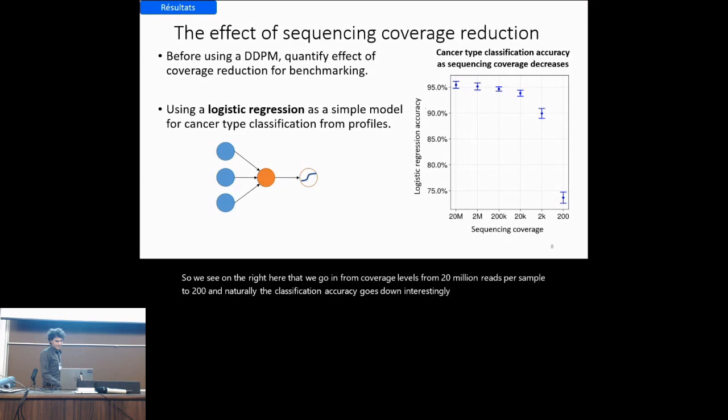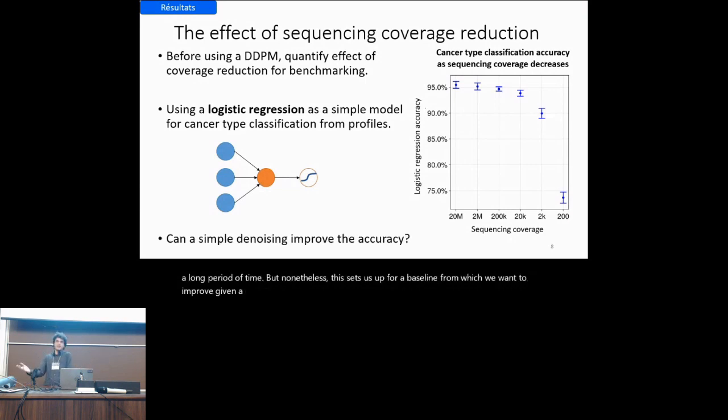Interestingly, we still have nearly 95% accuracy at 20,000 reads and around 90% at 2,000. So the performance stays pretty high for a long period of time. But nonetheless, this sets us up for our baseline from which we want to improve given a denoising. But can we denoise? Well, we'll start with something simple before using our diffusion model.